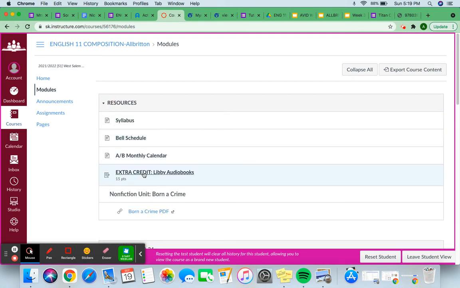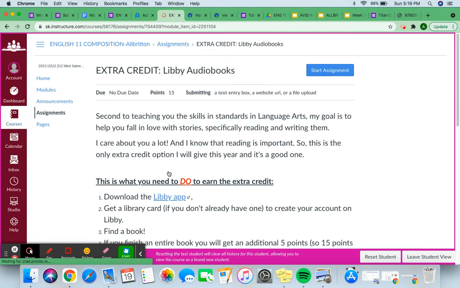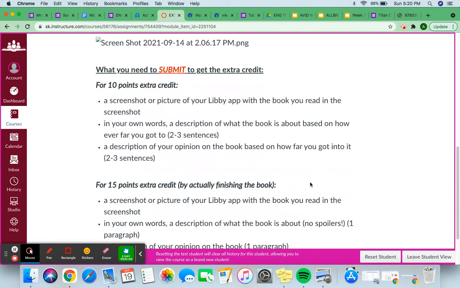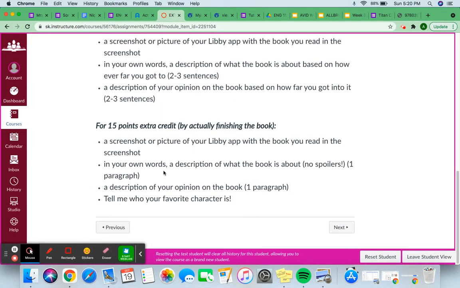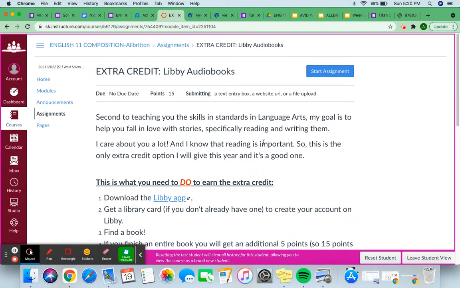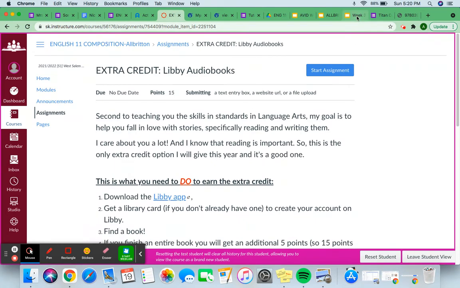One other thing, I updated the extra credit section announcement. I turned it into an actual assignment. So when you are ready to get that extra credit, you should be able to upload what you need to. And here is what you need to submit for 10 points and what you need to submit to get the full 15. So that's all on Canvas, but I'll go back to the slides.